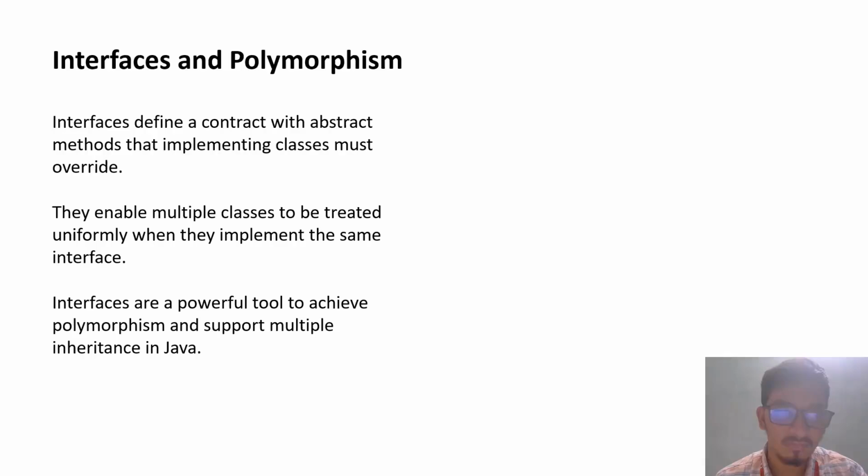Interfaces and polymorphism. Interfaces define a contract with abstract methods that implementing classes must override. They enable multiple classes to be treated uniformly when they implement the same interface. Interfaces are a powerful tool to achieve polymorphism and support multiple inheritance in Java.